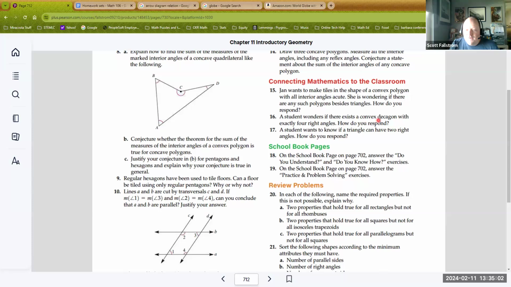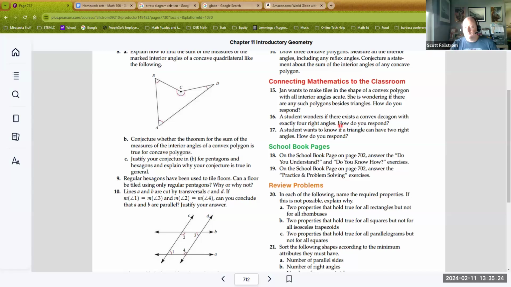Is there a convex decagon with exactly 4 right angles? Interesting. Decagon, remember, we're using terms. So decagon, 10, like decade, 10 years, and wants 4 right angles. So you can build yourself a decagon. Just remember, if you're building it, don't put the 4 right angles all right next to each other, because it would bring you back almost to a square.